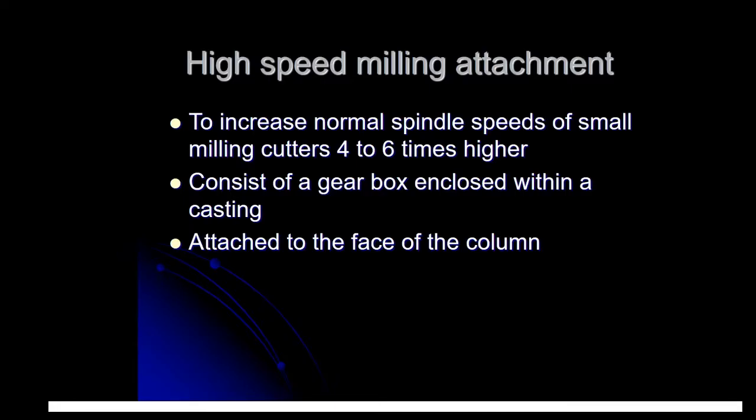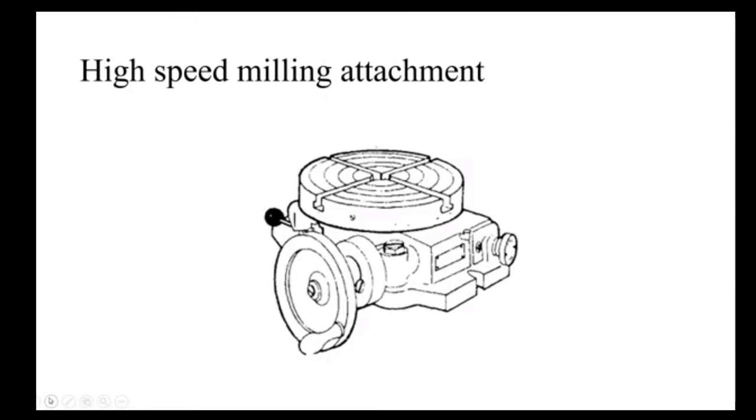Next is high speed milling attachment. They are used along with small milling cutters and they increase the speed of rotation of small milling cutters to 4 to 6 times higher. It consists of a gearbox which is enclosed in a casting and they are attached to the face of the column of the milling machine. As the name implies, high-speed milling attachments are used for obtaining higher speeds in a milling machine. This shows a high-speed milling attachment.